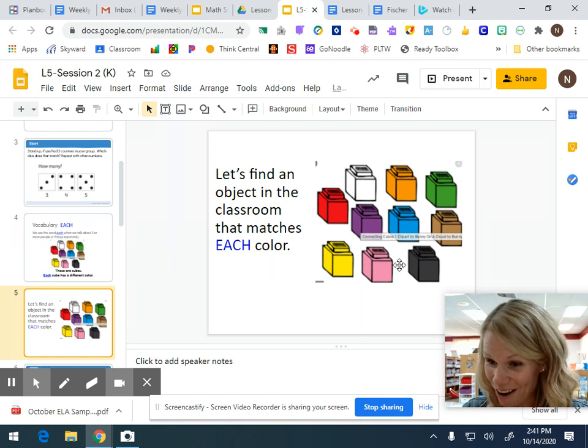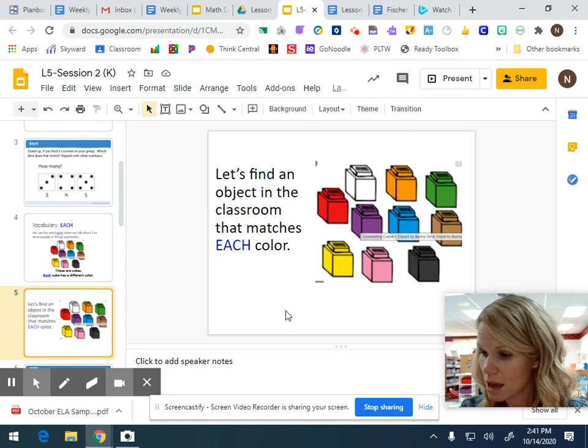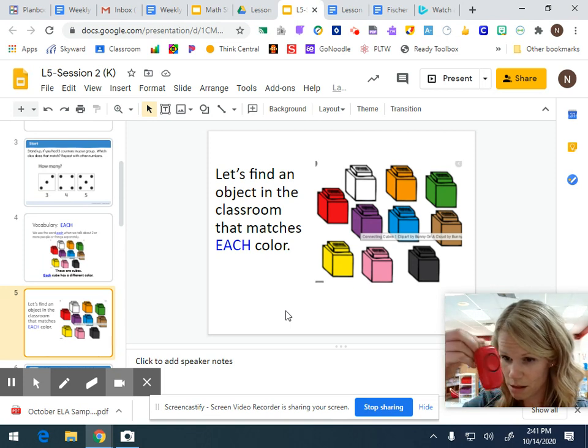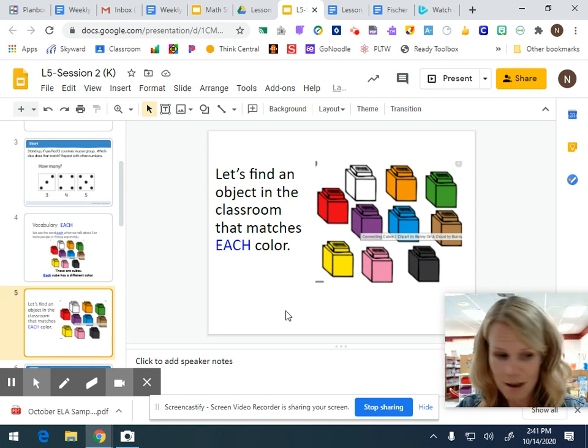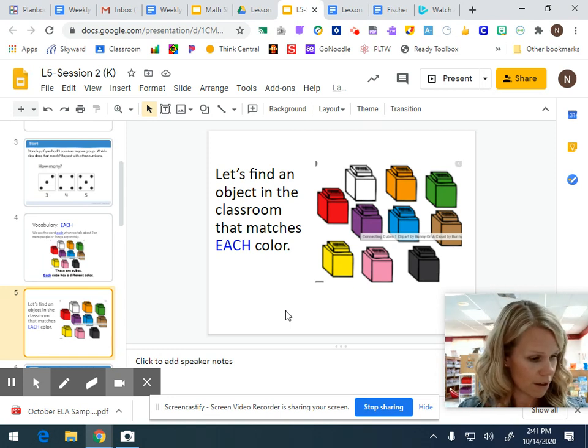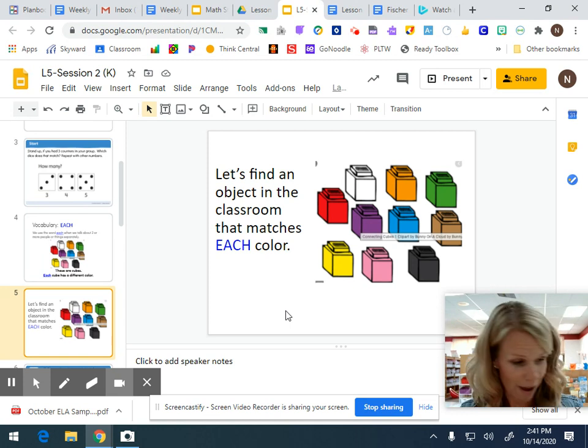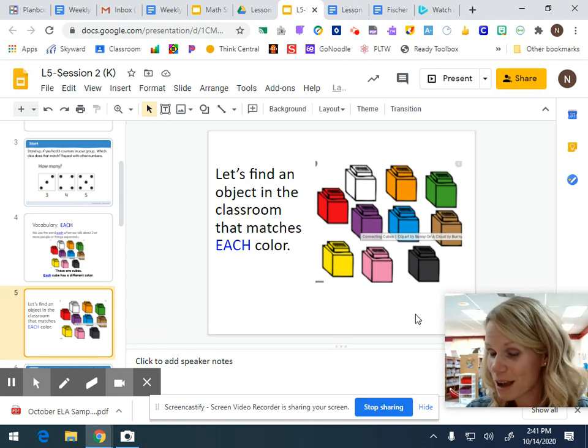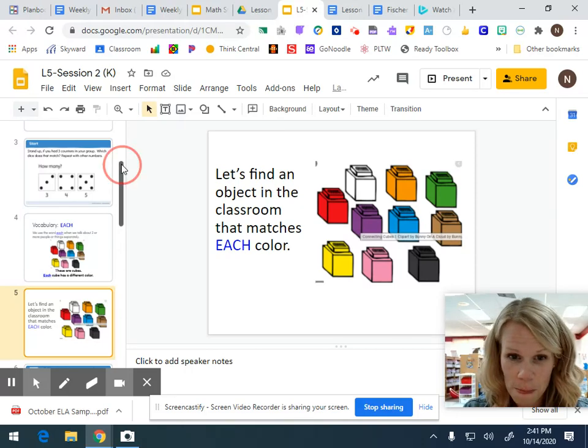All right, did you find all of those colors? Let me show you some things that I found. For yellow, I found my highlighter. For purple, my purple pen. I love this purple pen. It's one of my favorites. For pink, this is my doorbell. For green, I have a sticky note. I got lots of colors around me. I hope you were able to find each of those colors in your surroundings as well.